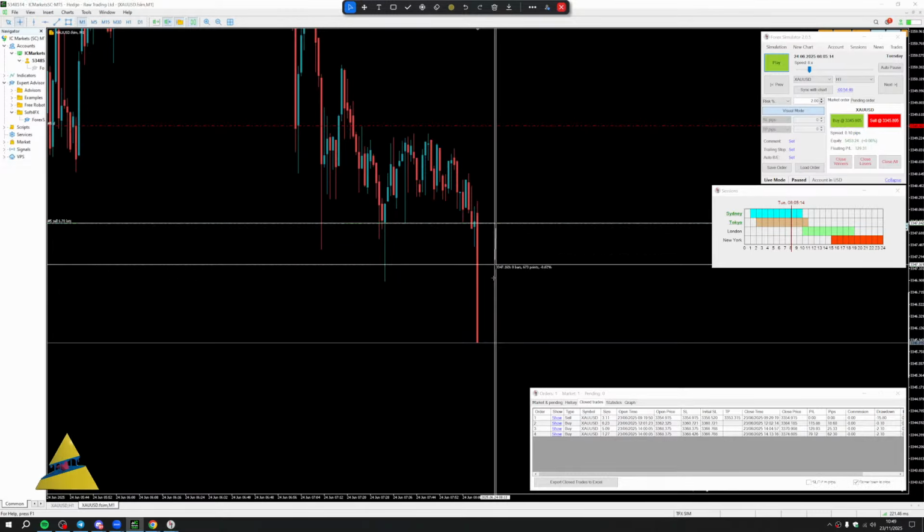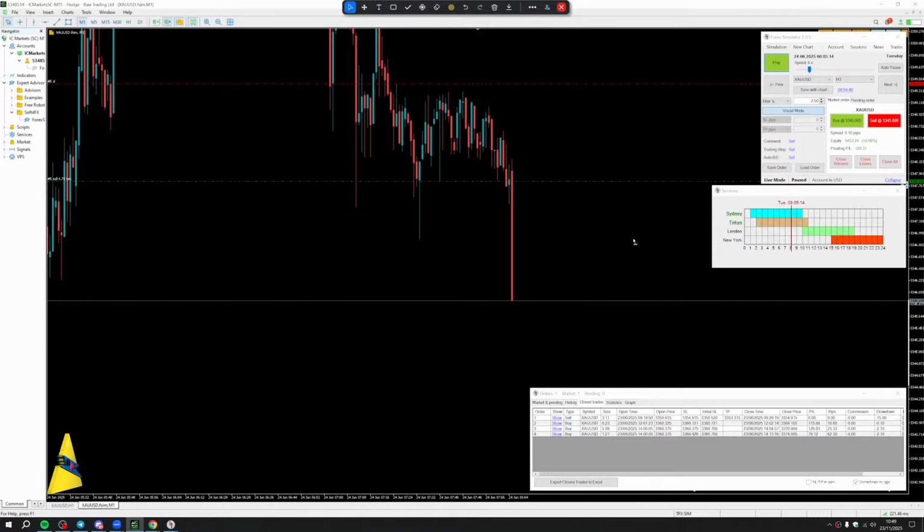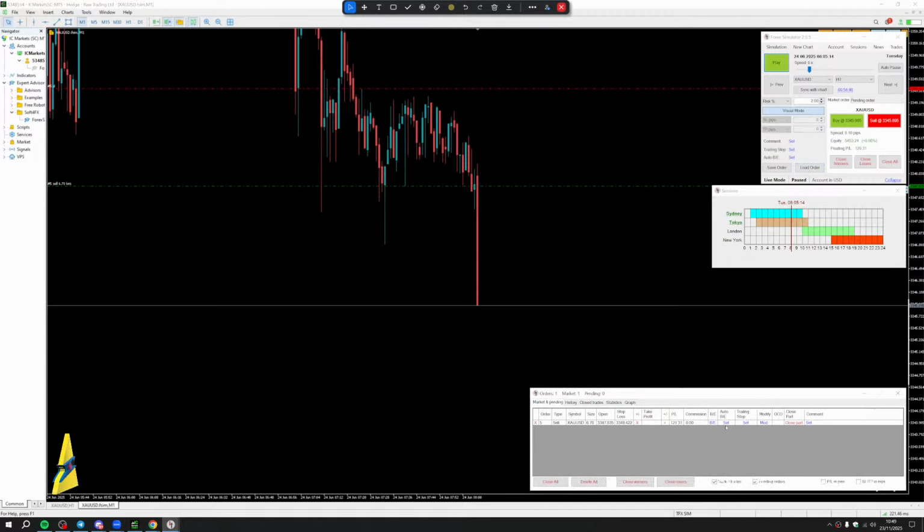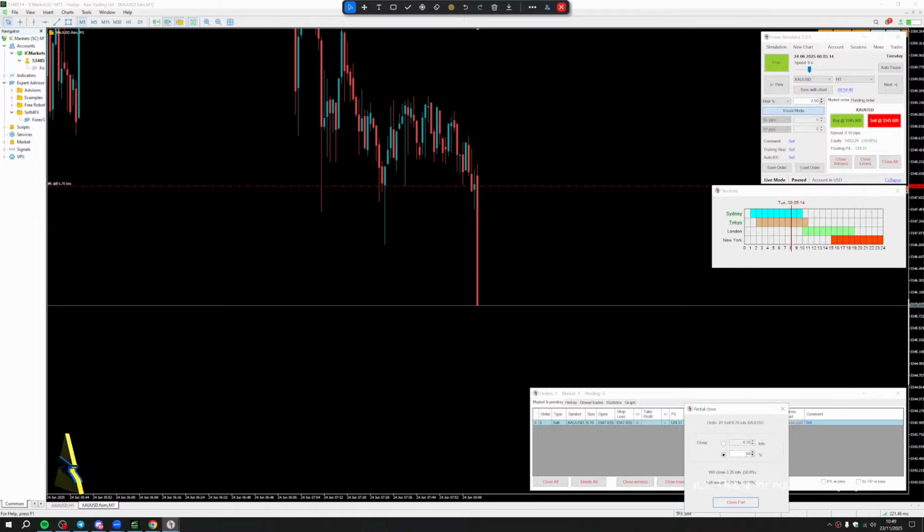Beautiful. 20 pips. All right, I'm putting my stop loss here to break even. And then I'm going to secure 80% of this trade and then just let the rest run.